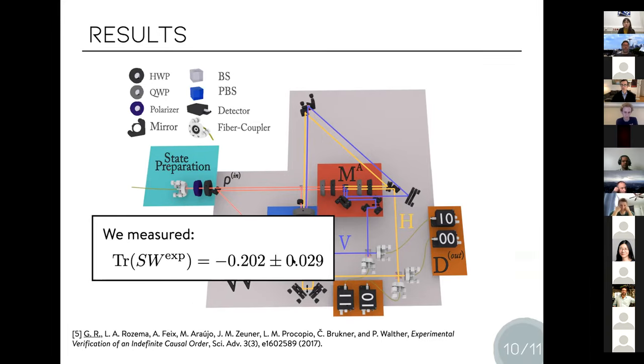And through this implementation, we obtained a value of the trace of SW equal to -0.202 plus or minus 0.029. So for about 7 standard deviations, we showed that indeed we did have a value that is below zero. And so according to the causal witness, we had proven that the setup in our lab was indeed exhibiting an indefinite causal order. And the results were published in this work here. So this was a first demonstration of indefinite causality in the lab in a flat space-time.